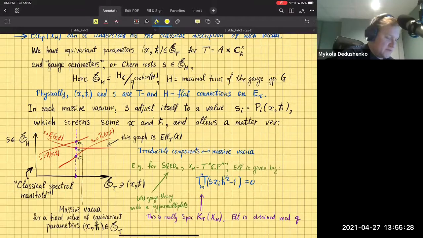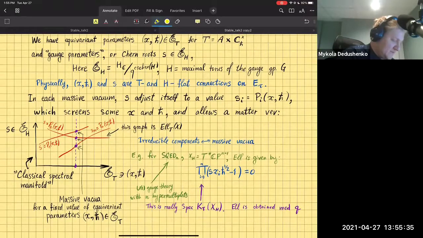Okay, there's nothing really new here. It's just something that I learned from Andrei's course. But the point is that from the physics point of view, there's just the classical description of massive vacua for fixed points. For each value of equivariant parameters, you have some set of vacua that sit on top of it, and then you start changing parameters, and the vacua change.